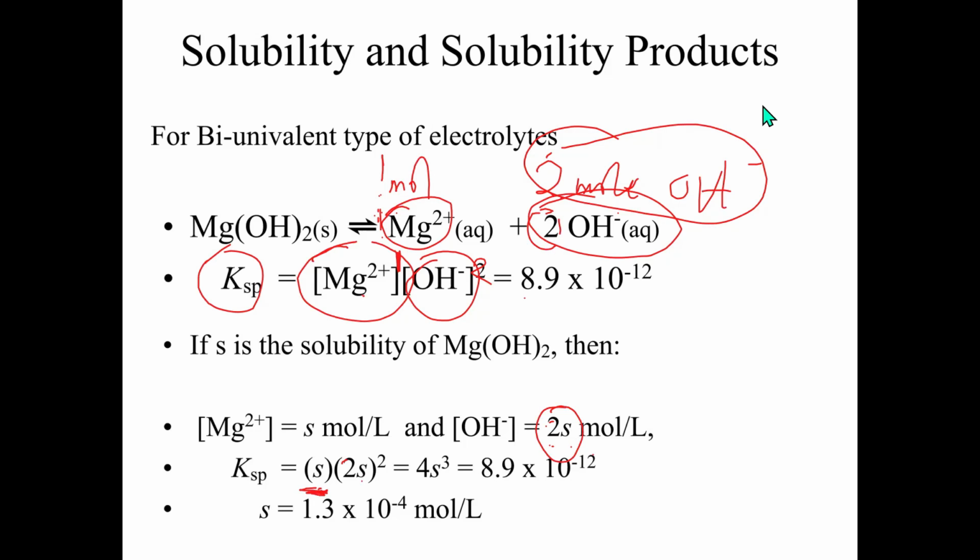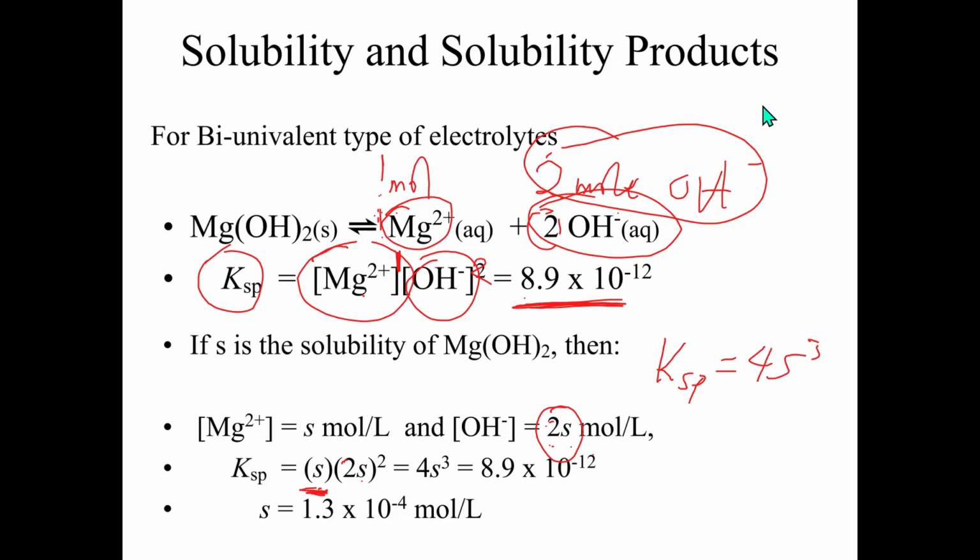So we are now going to have 2 squared, which is 4. Then we have 4 times S raised to the power of 3. And this gives us 8.9 times 10 raised to the power of minus 12, which we already know. Now we want to get the value of S. Since we know that our Ksp is given as this, it's just now going to be Ksp equal to 4S raised to the power of 3.